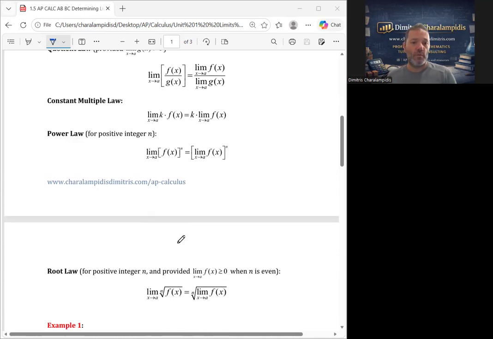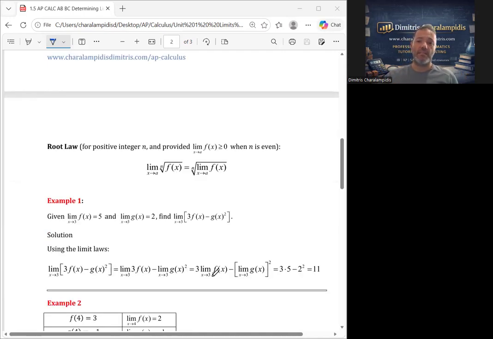Moving on to roots. For roots, the same basic idea applies, with the usual restriction for even roots. The limiting value must be non-negative in the real number setting. Again, the pattern is consistent. Evaluate the inner limit and then apply the algebraic operation. That means that the limit of the nth root of f of x should be the same as the nth root of the limit of f of x.